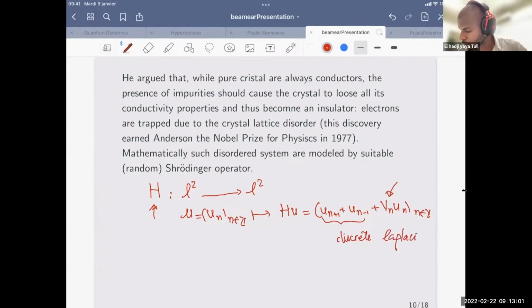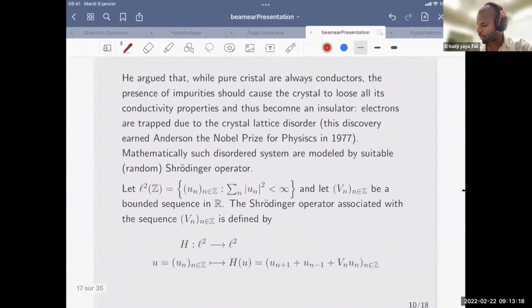Laplacian. So this is a second order difference equation because it involves terms of the sequence from n plus 1 to n minus 1. So the difference is 2. It's a second order difference equation. So it's formally written here.